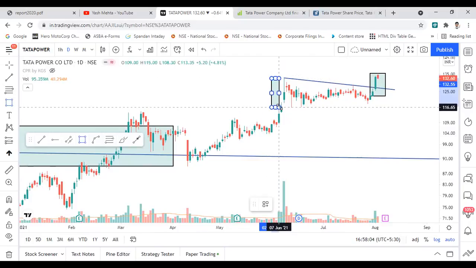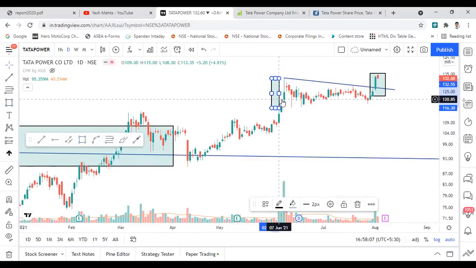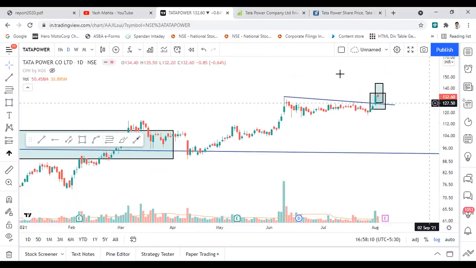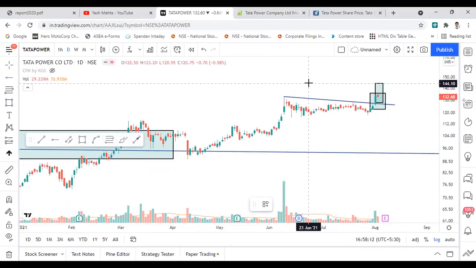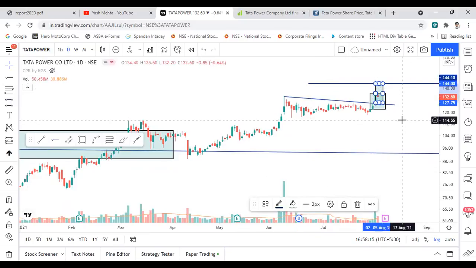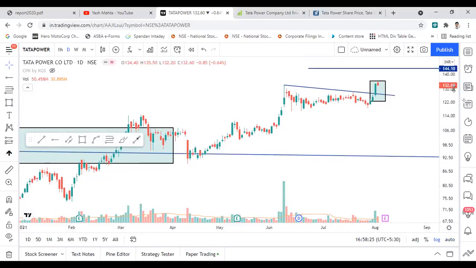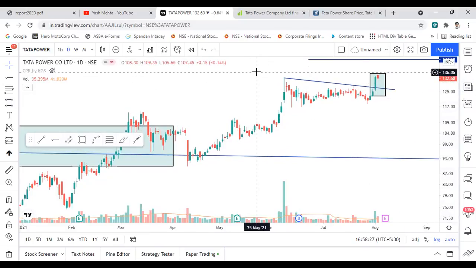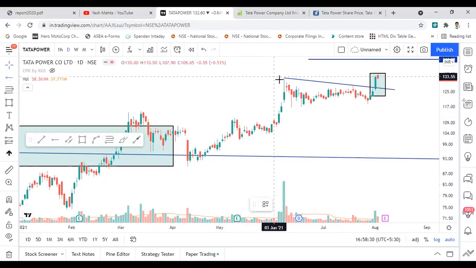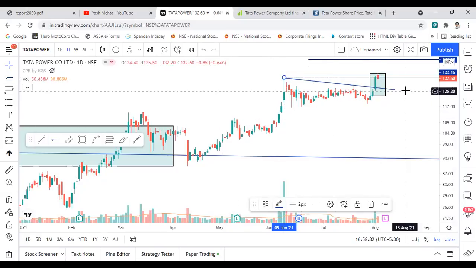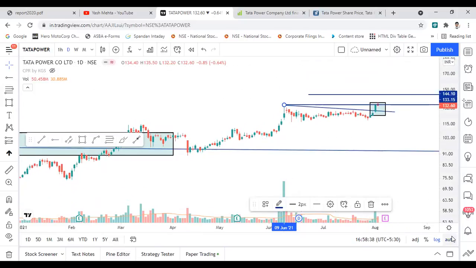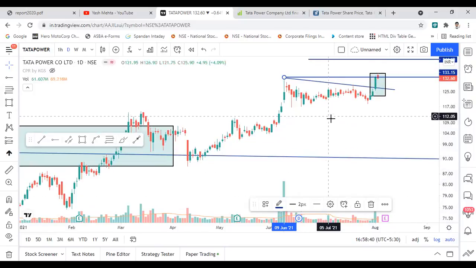So if we calculate the target for this breakout, then the target will be around 145, or 144 in this case. A short-term trader, for just 1 month at most, can use this breakout and buy this stock for a target of 144. And if it breaks this particular level, 133, and closes above it, then possibly we can see higher levels as well in this stock. So this is about the Tata Power technical analysis.